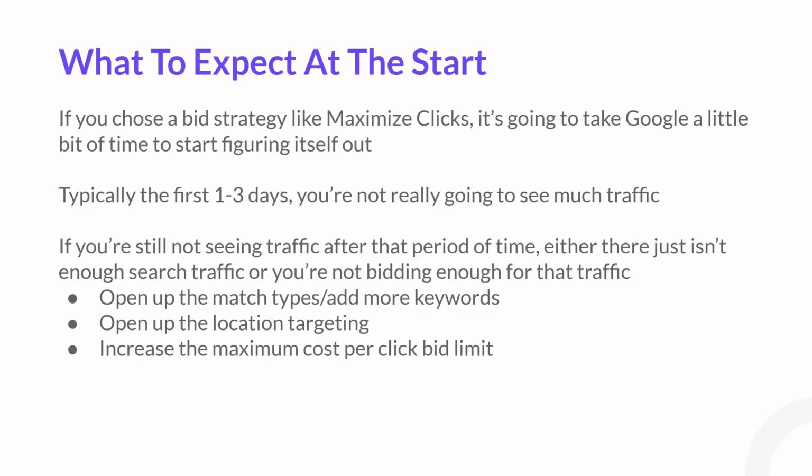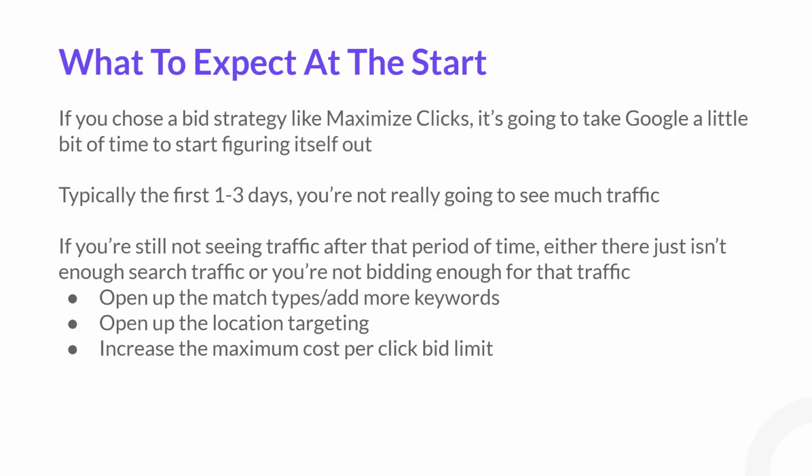So what you should expect at the start of the campaign is, if you choose a bid strategy like maximize clicks, it's going to take Google a little bit of time to start figuring itself out. If you go more for something like manual CPC, it will get rolling quicker, but you do have to keep an eye on your bids and make some adjustments there. But if you go with something like maximize clicks, sometimes it takes Google a handful of days to figure itself out. Usually the first 1 to 3 days, you're not going to see a lot of traffic.